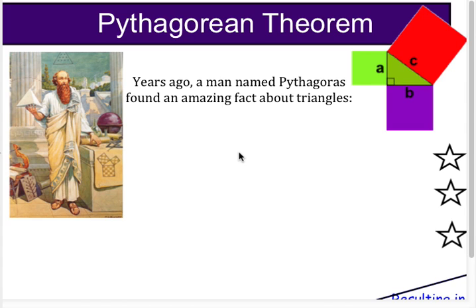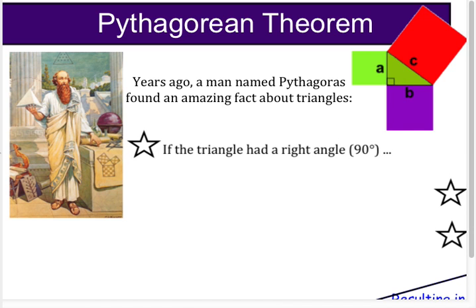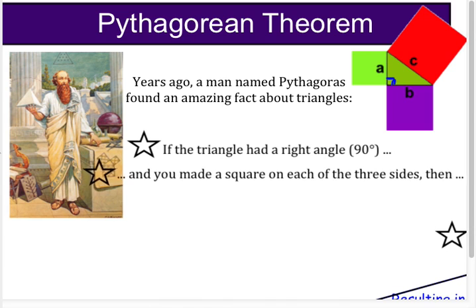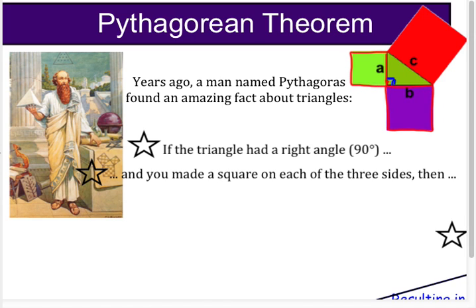So years ago, a man named Pythagoras found an amazing fact about triangles. The first thing that he noticed is that the triangle had a right angle, 90 degrees. So it has to have a 90-degree angle. And you make a square on each of the three sides. So he made these squares around each of the three sides, with a length of A, a length of B, and a length of C.